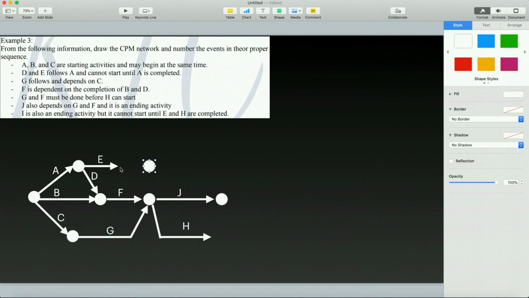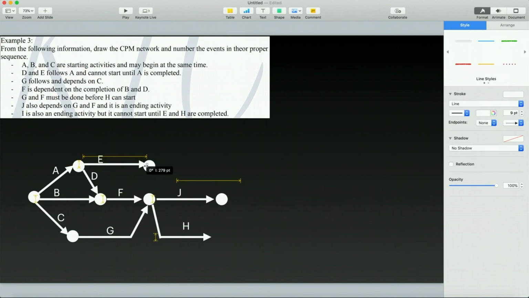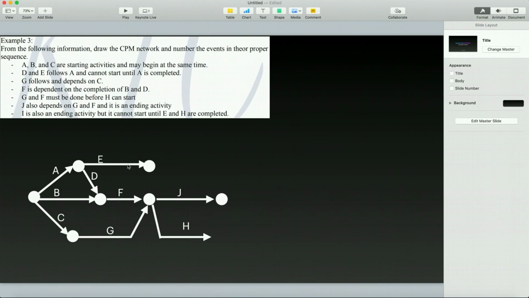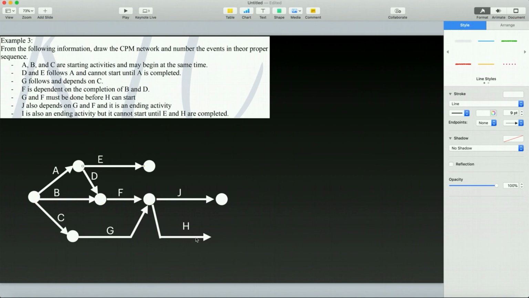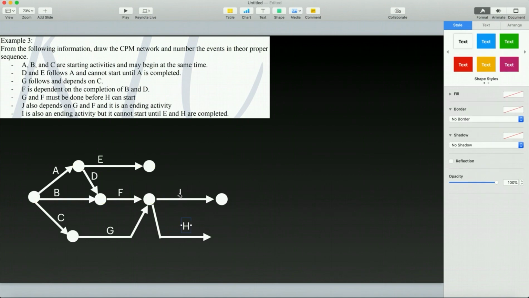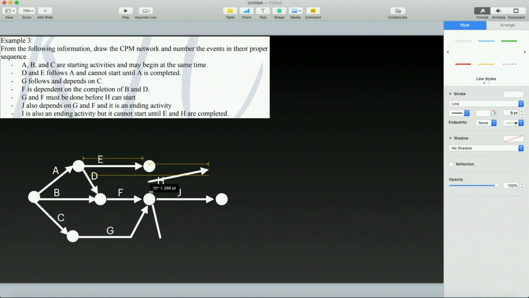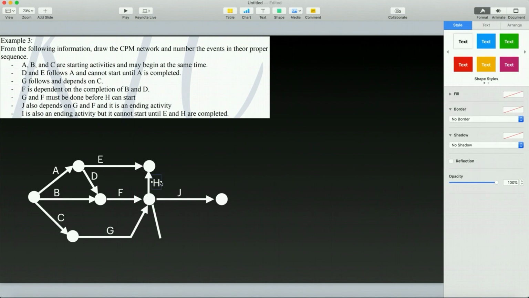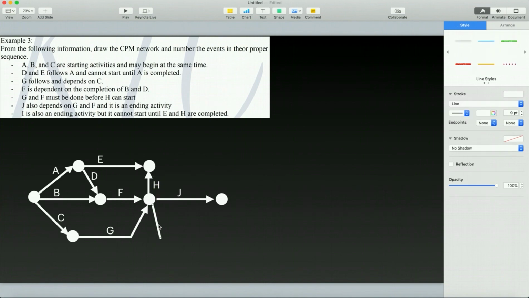Then, I am going to extend E. Okay? Then, I'll transfer H here. Likewise with this one. Okay. So this one is activity H. So I'll be deleting. Oh no, we might use that later on.